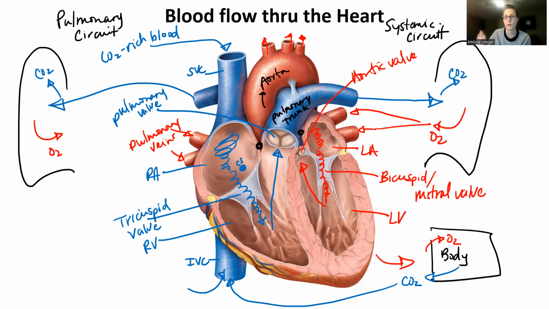So there's a whole blood flow through the heart, okay? This is one way that you can draw it: if you have a heart, you can label everything and then you kind of know how it goes through. Let's do another video and I'll show you how to make a more simplistic diagram to show you how blood flows through the heart.